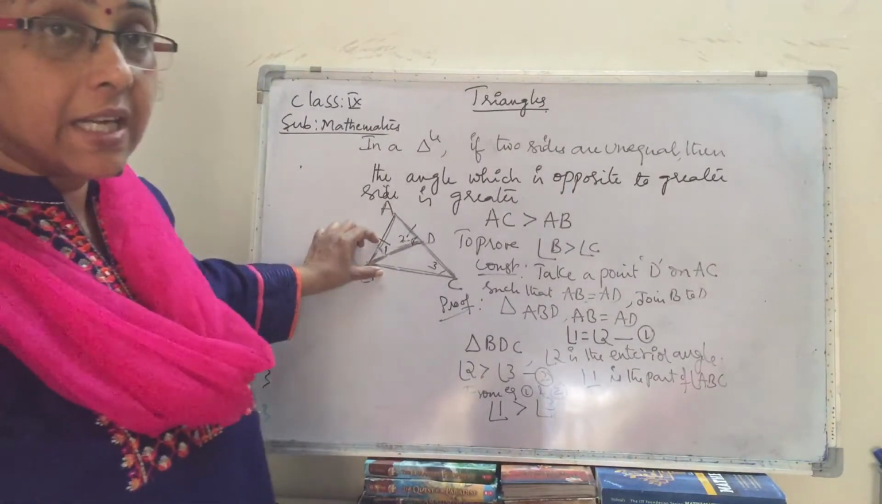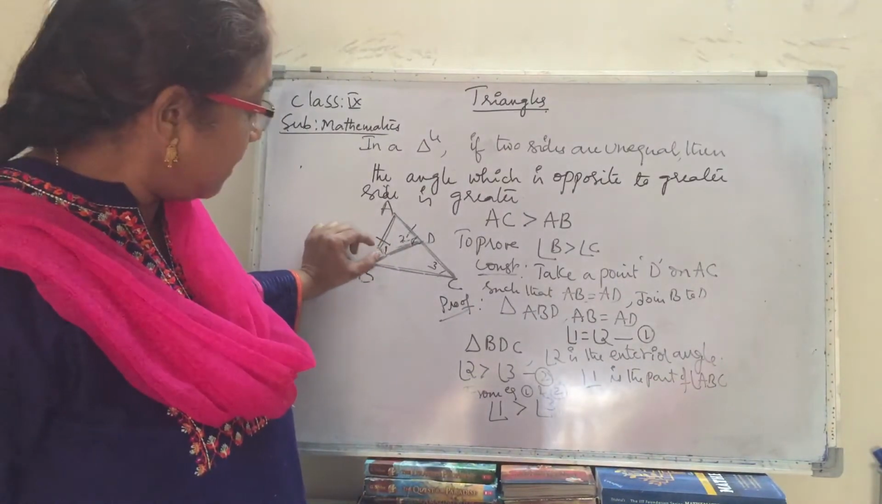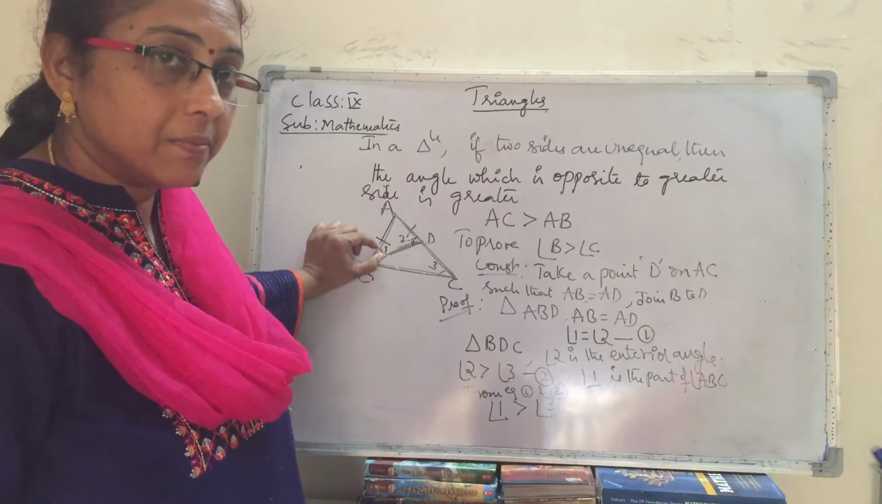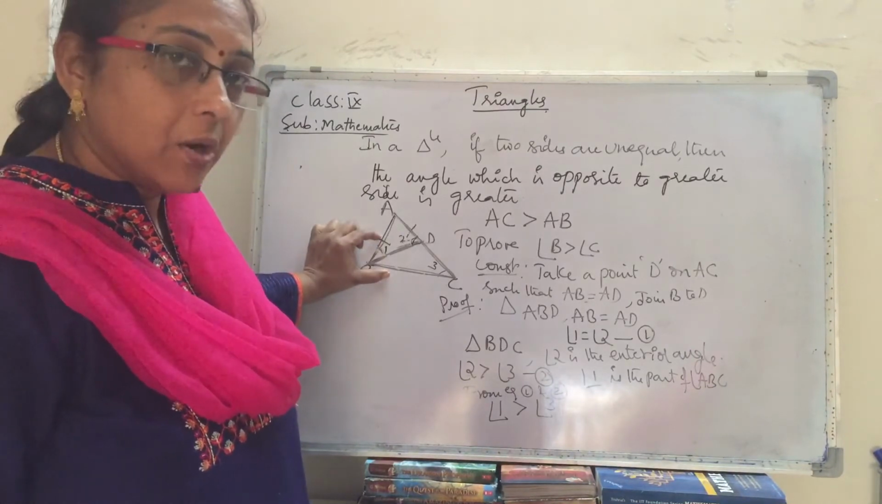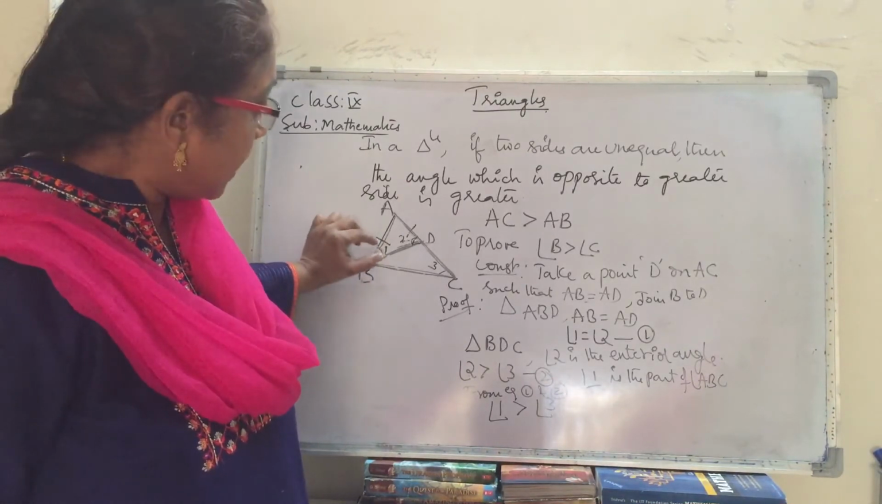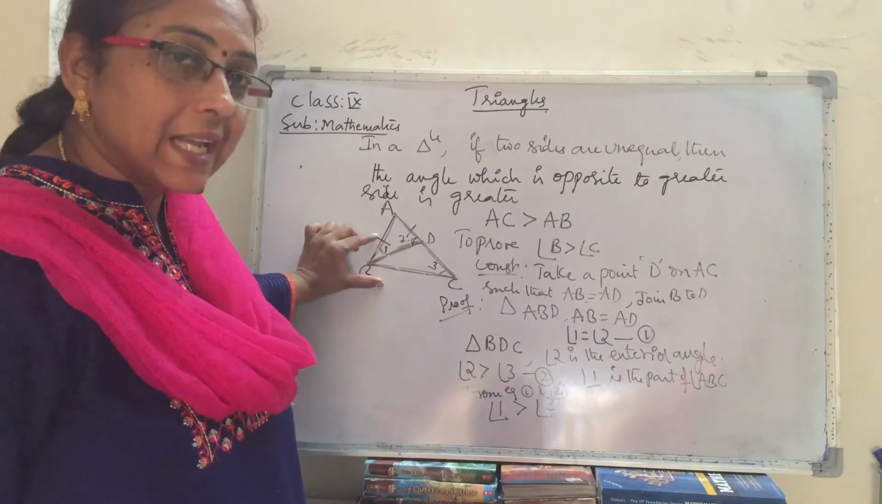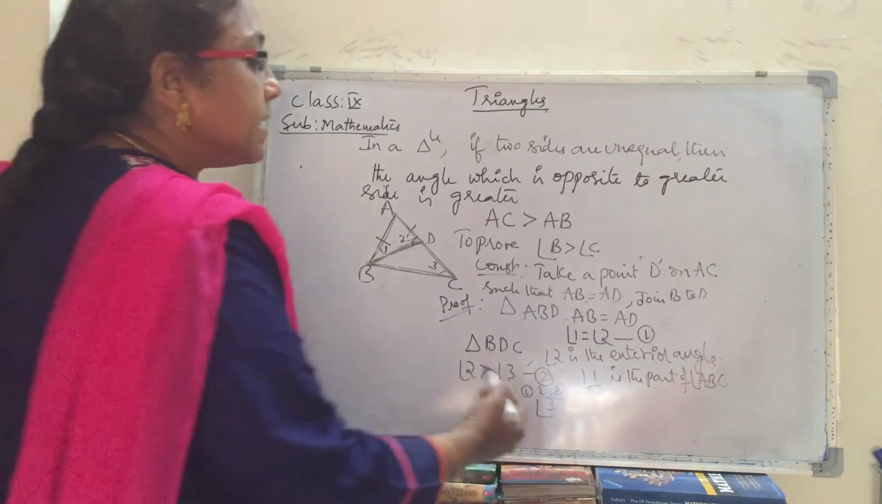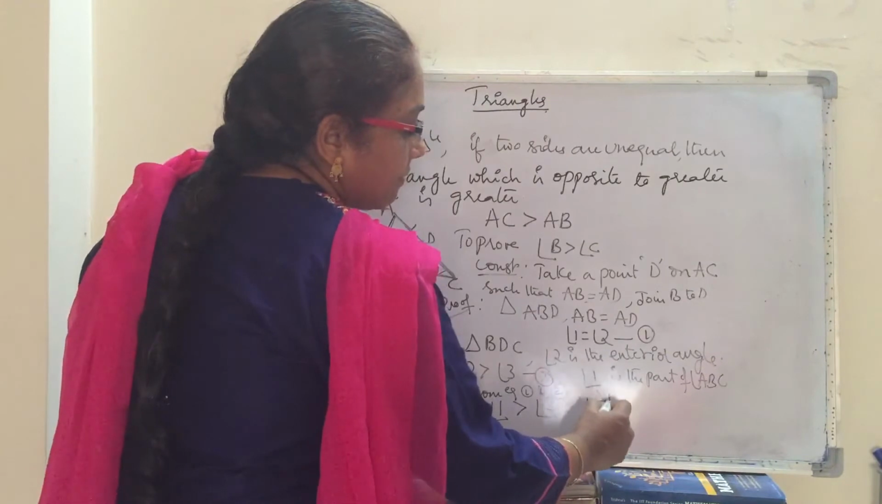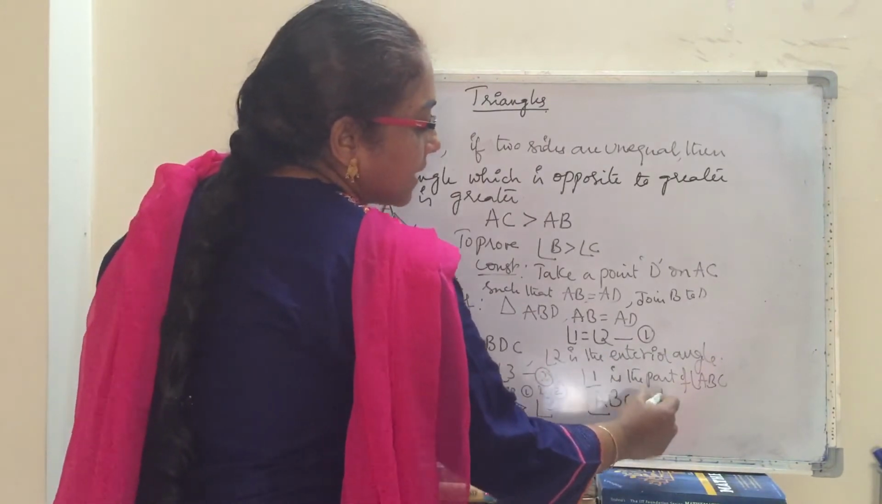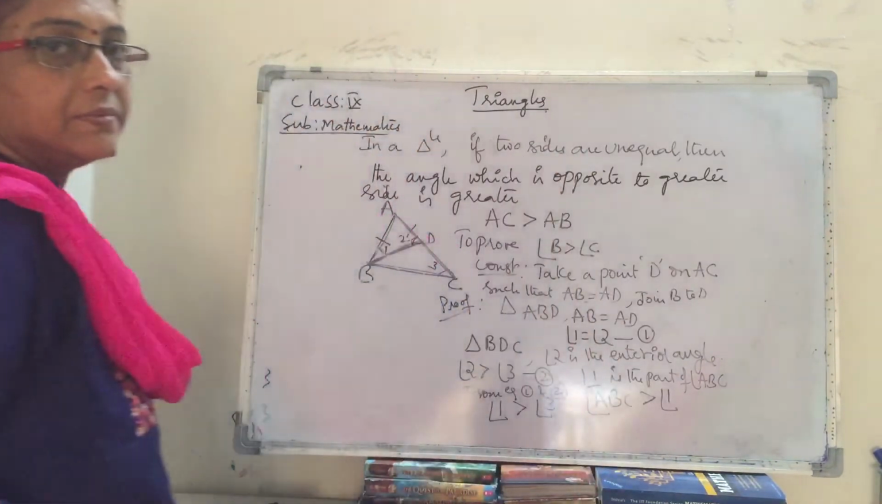So we know that the whole is greater than each part. Angle 1 is less than angle ABC. It means angle ABC, this is the full part, is greater than angle 1.